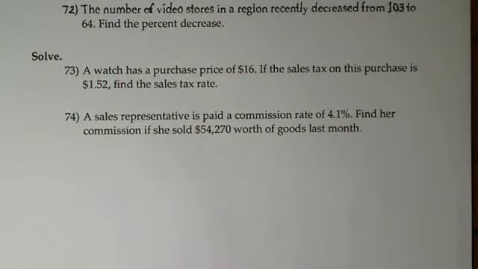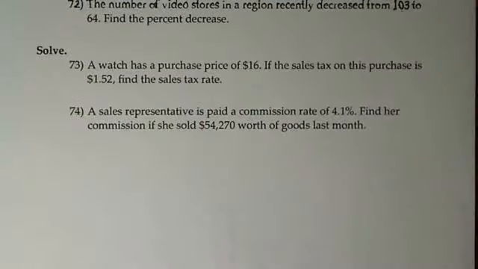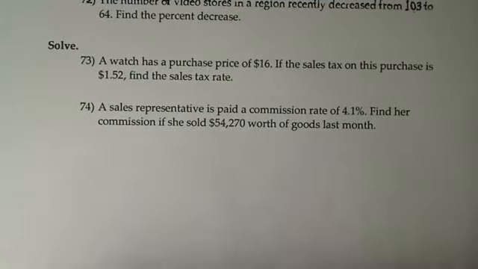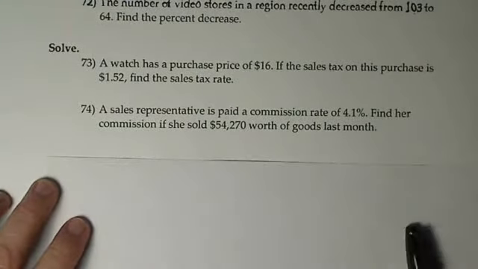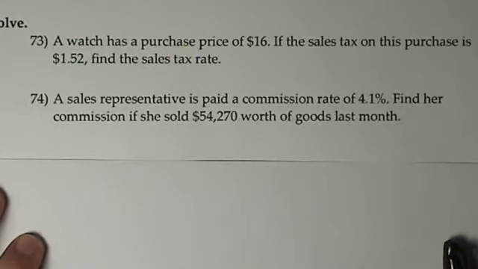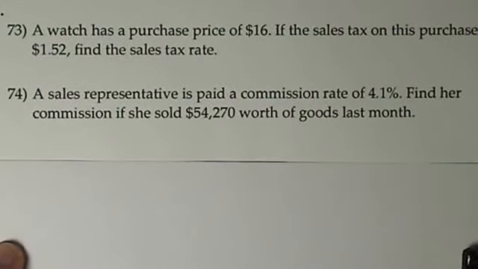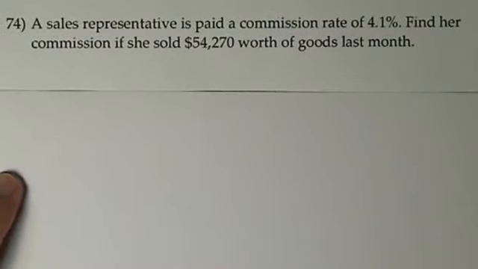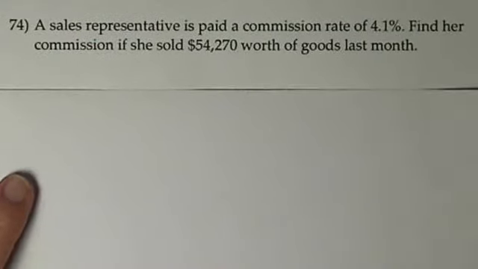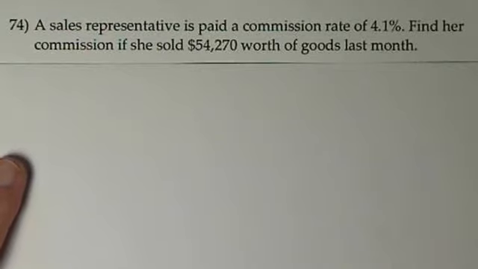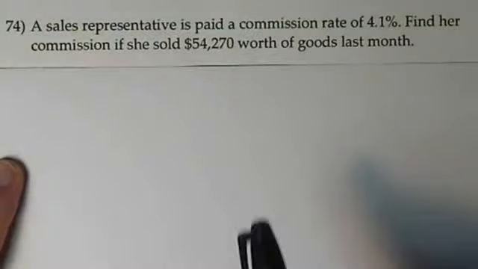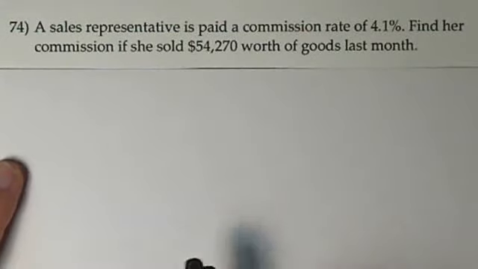Number 74. We've got sort of a long sentence, and my strategy is usually to boil this down to a shorter one and then solve it. And again, we'll be rounding if the occasion presents itself, since the directions told us we could do that. So let's see. A sales rep is paid a commission of 4.1%. Find the commission if she sold 54,270.